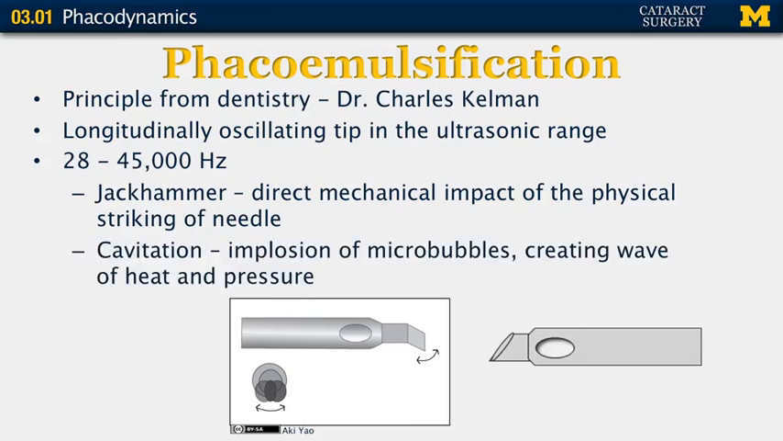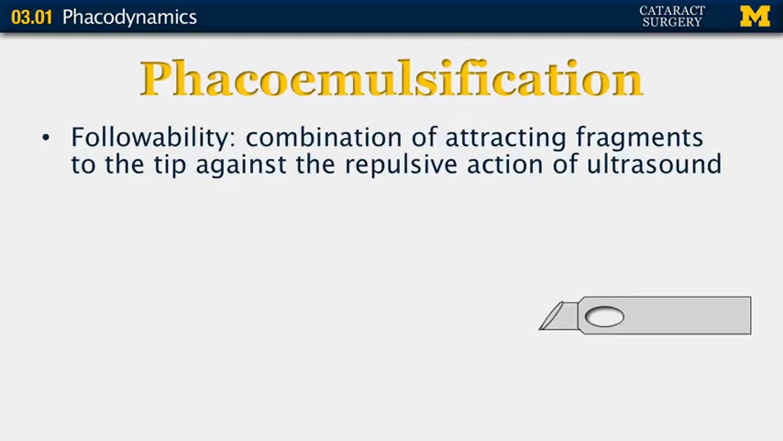The other effect is called cavitation. In this effect, the needle is moving at such a high frequency that it actually pulls dissolved gases out of solution. Then the needle moving in the opposite direction compresses and causes implosion of those microbubbles, which creates a wave of heat and pressure that radiates from the bevel of the phacoemulsification tip. These two likely act in combination in phacoemulsification.